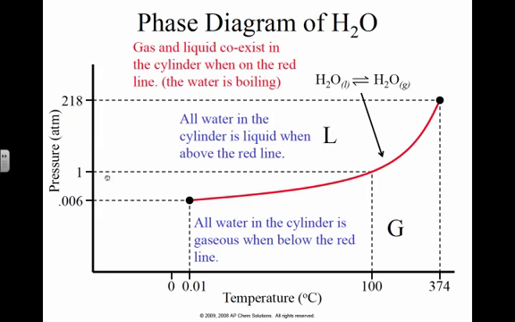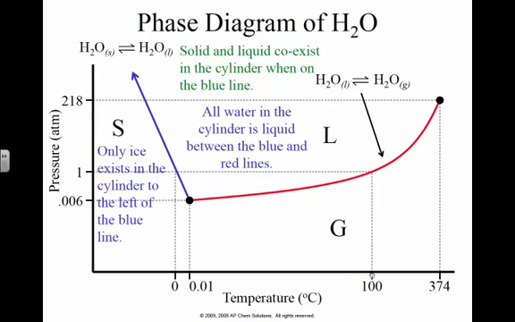One atmospheric pressure is called normal pressure. So this right here represents the normal boiling point of liquid water, which is 100 degrees Celsius. This line right here represents the line of fusion. On this line, a solid and liquid coexist when it's on that blue line, so that would be like the freezing point. This right here at 1 atm is called our normal freezing point, which is 0 degrees Celsius.